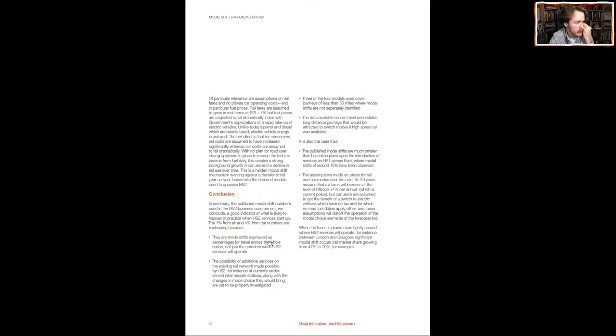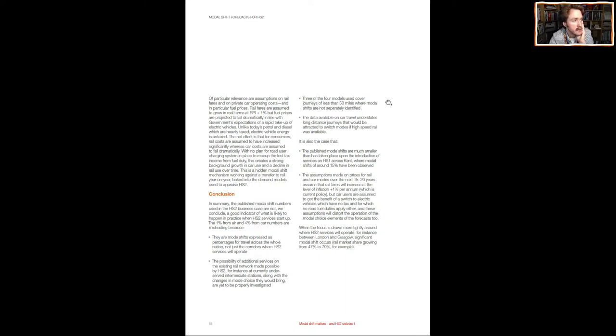Conclusion. In summary, the published modal shift numbers used in the HS2 business case are not a good indicator of what is likely to happen in practice when HS2 services start up. The 1% from air and 4% from car numbers are misleading because mode shift is expressed as percentages for travel across the whole nation, not just the corridors where HS2 services will operate. The possibility of additional services on the existing rail network made possible by HS2 is yet to be properly investigated.